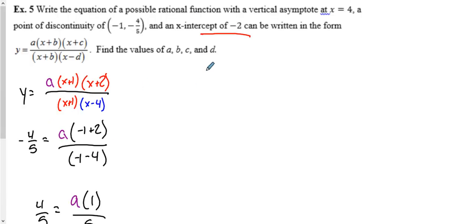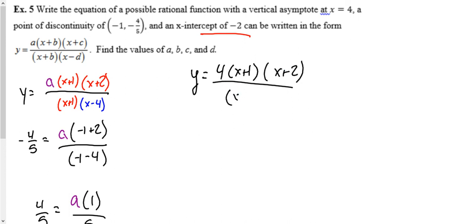I'm going to rewrite it, so I have a final equation of y equals 4, x plus 1, x plus 2, x plus 1 again, and the x minus 4.